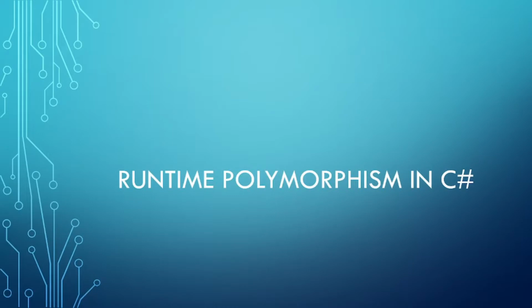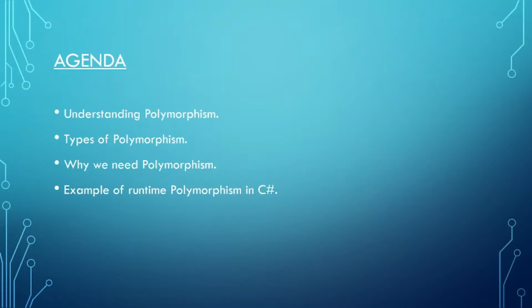Today we are going to discuss one of the OOPS principles, that is runtime polymorphism in C Sharp. So let's get started. Today's agenda is to understand polymorphism, what are the different types of polymorphism, why we need polymorphism, and we will show you the example of runtime polymorphism in C Sharp.